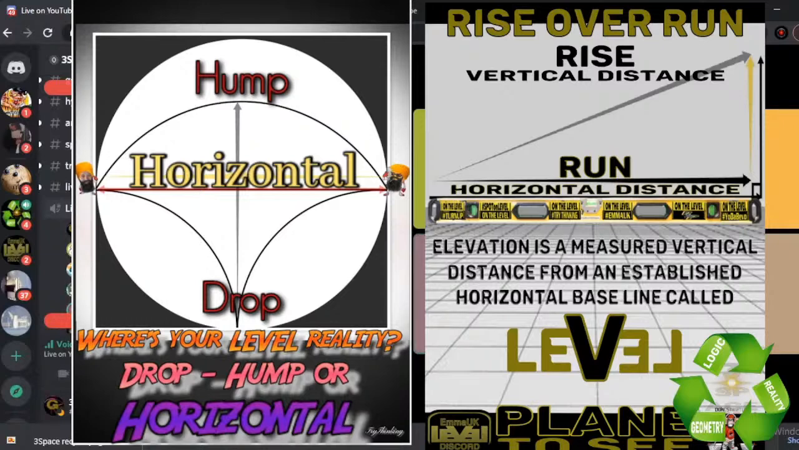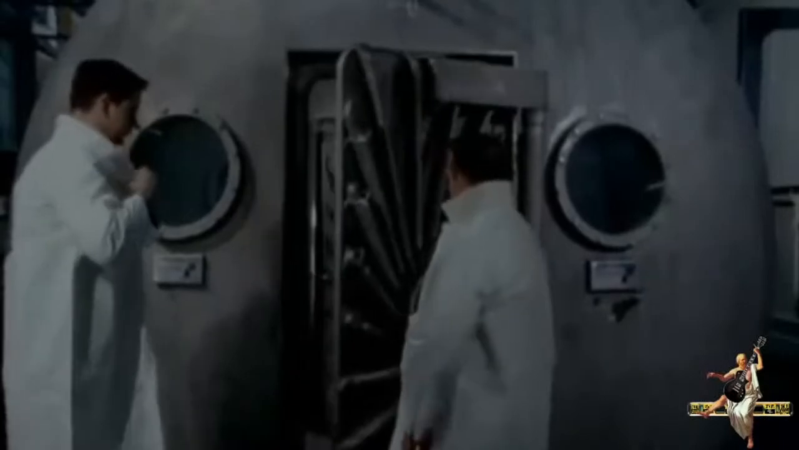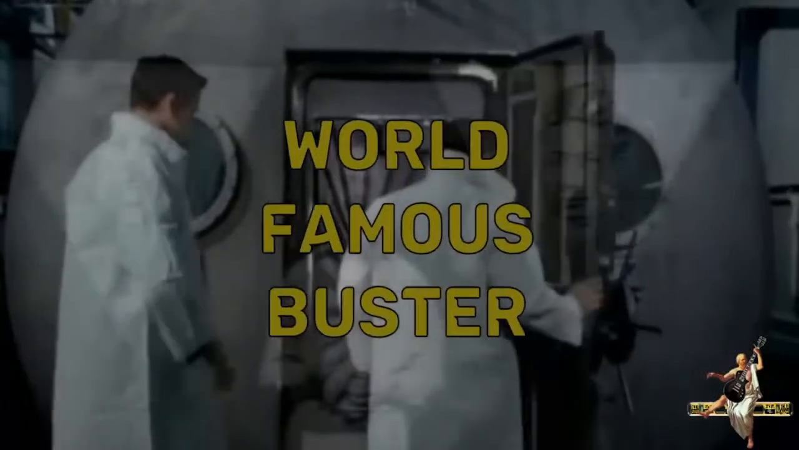Hang on here. Let me think about this. Yeah, you do. If it's a change in the vertical, then what do you call that when you're doing your surveying? Change in elevation. Right. Okay.